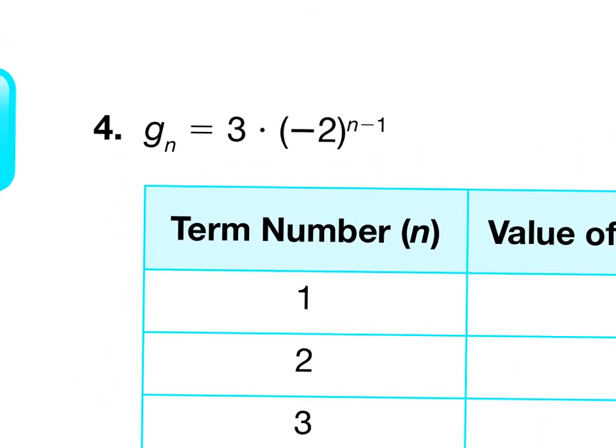All right, guys, here's 4. 4 is geometric. The first term is that one. That's where it starts off. And this one, we are actually going to multiply by -2. So this is the ratio. The ratio equals -2.